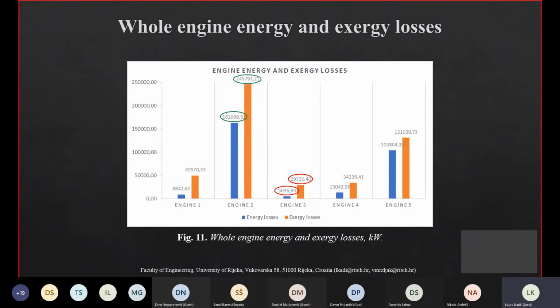Now, all that is left to do is to discuss whole engine energy and exergy losses and efficiencies. As you can see on figure 11, engine 2 lost the most energy, approximately 162 megawatts, while engine 3 lost only 5,000 kilowatts of energy. Engine 2 also had the biggest exergy loss of 245 megawatts, while engine 3 lost only 29,000 kilowatts of exergy. Since engine 2 has an afterburner, these results were expected.